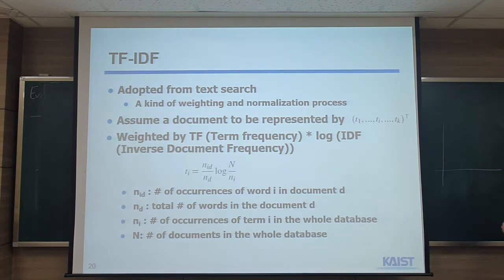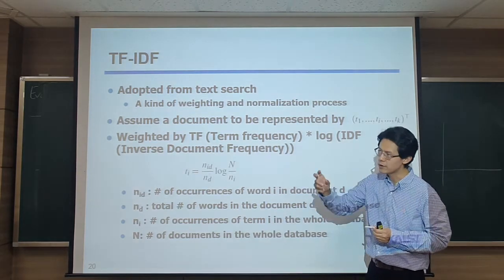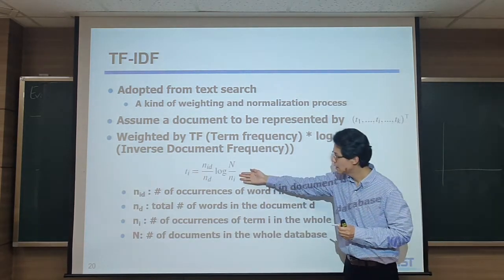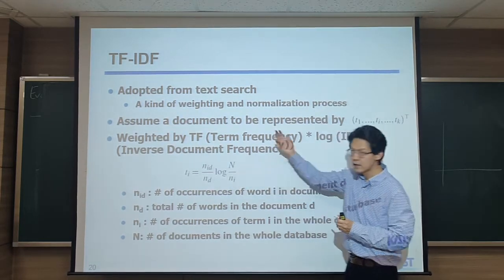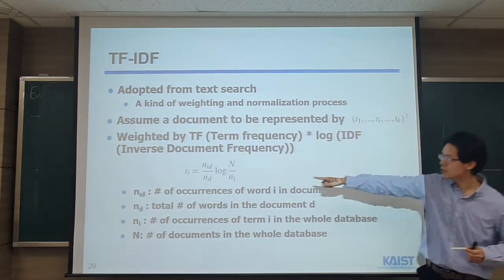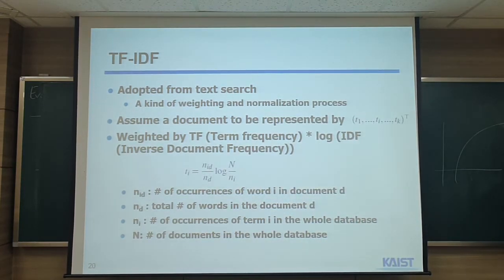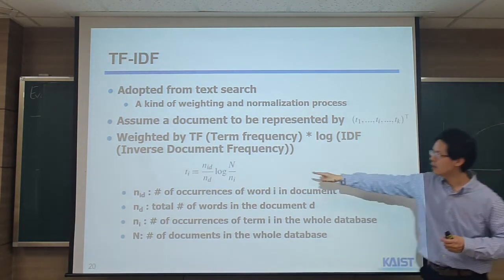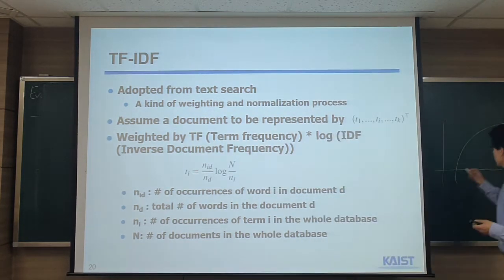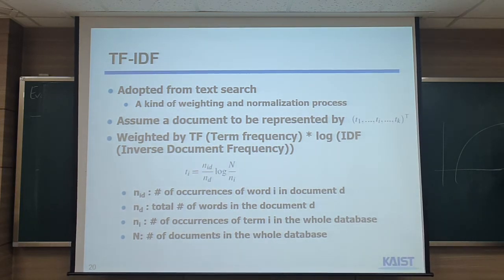If some keyword appears very rarely in the DB, then this N divided by n_i should be very big. And then everything is governed by the log function. The log function looks like this. If the keyword appears very rarely, then this term goes up there, and you get a higher weight. We need to consider the weight for rarely appearing keywords.